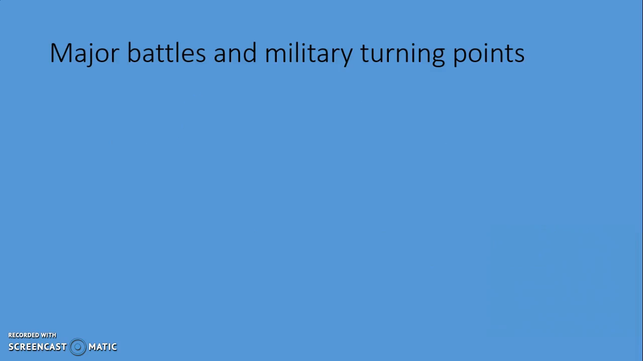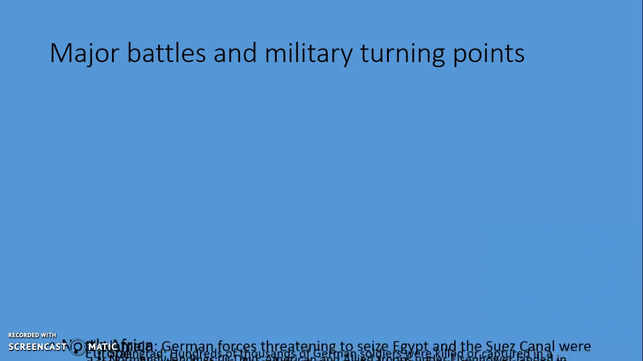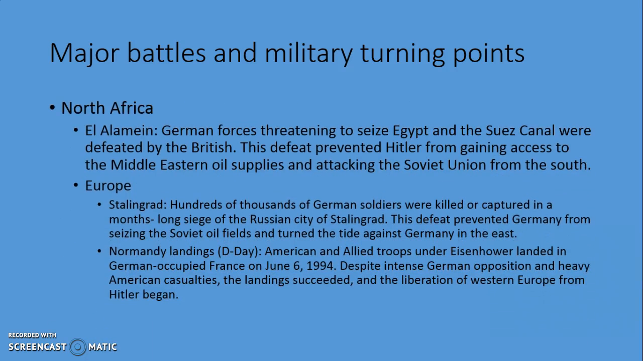Okay, let's talk about the major battles and any turning points that pop up in both Asia and Europe. So first, a little lesser known is what happens in northern Africa. It's a battle called El Alamein, and this is where German forces are trying to seize Egypt and the Suez Canal, but are defeated by the British. This prevents Hitler from gaining access to not only the Middle East, but also Africa in his quest for world domination.